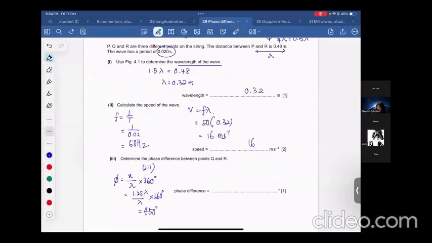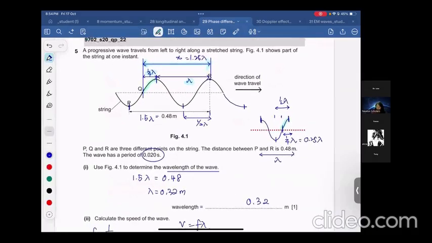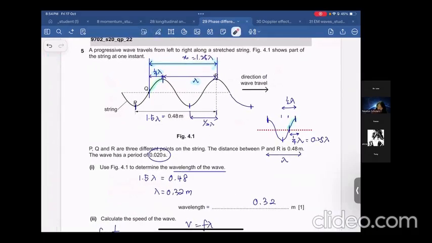450 degree is obviously greater than one complete wave, so the answer must be greater than 360 degree. Okay, so how do I know the difference between these 2 points? This is one complete wave. This is 1/4 complete wave.